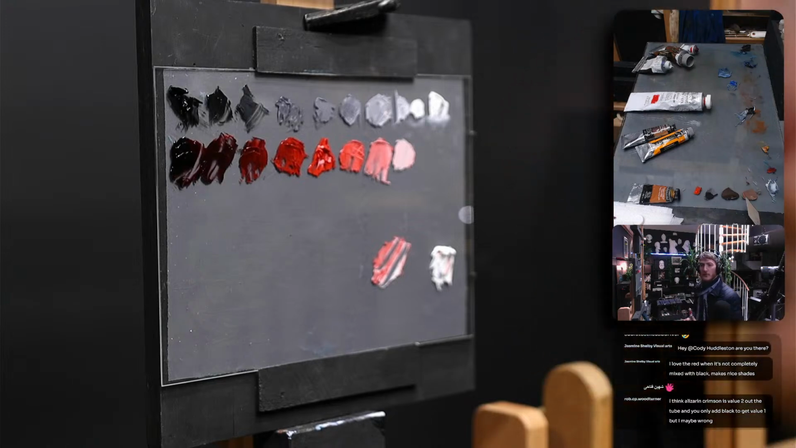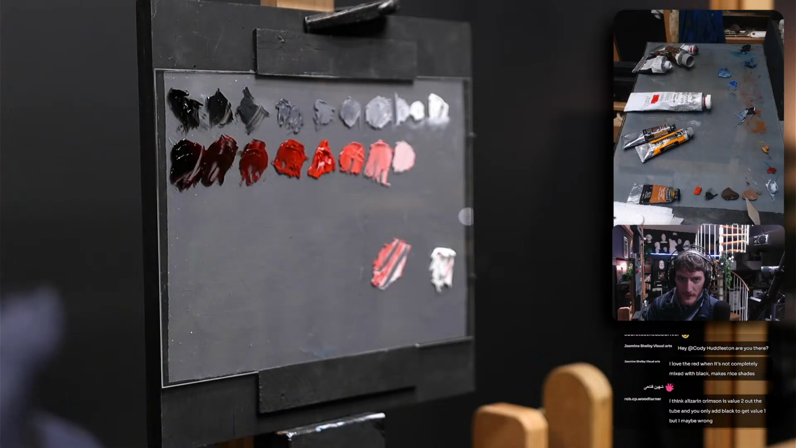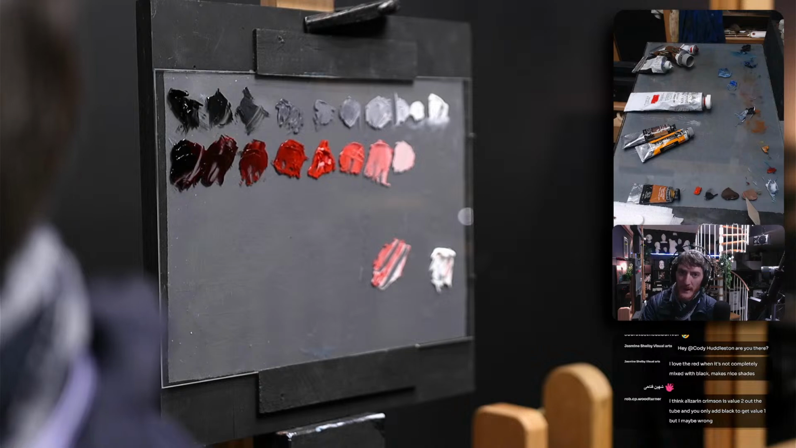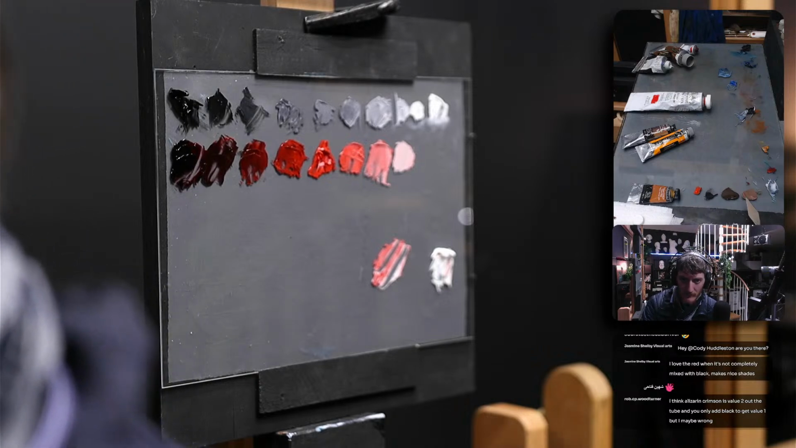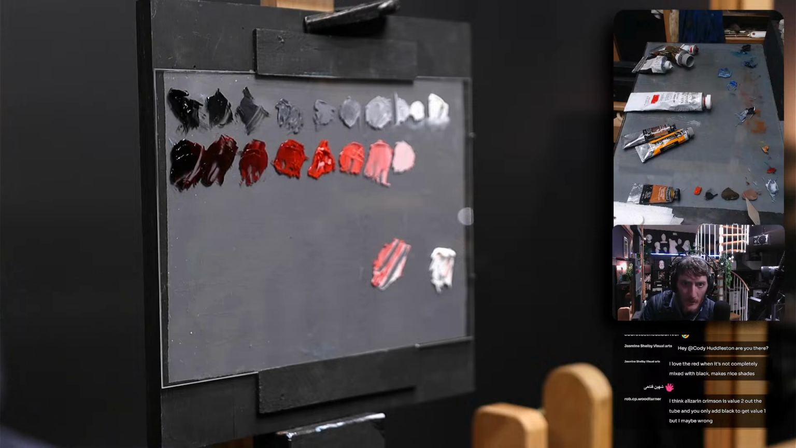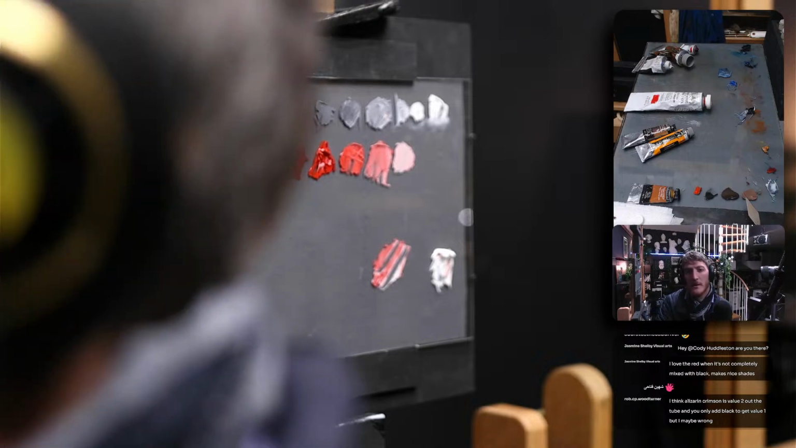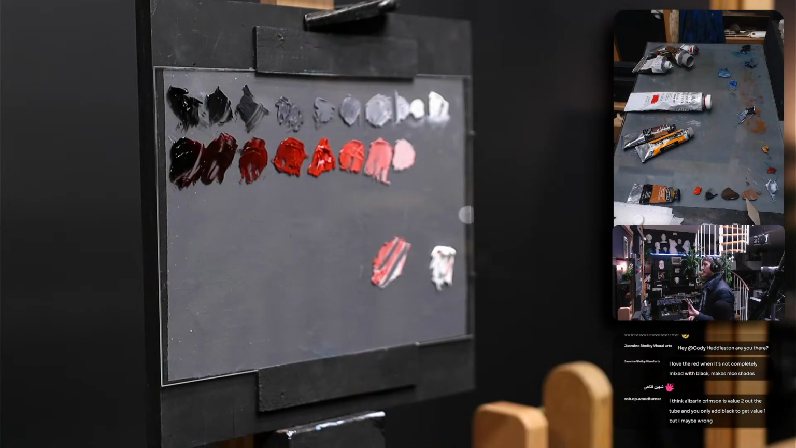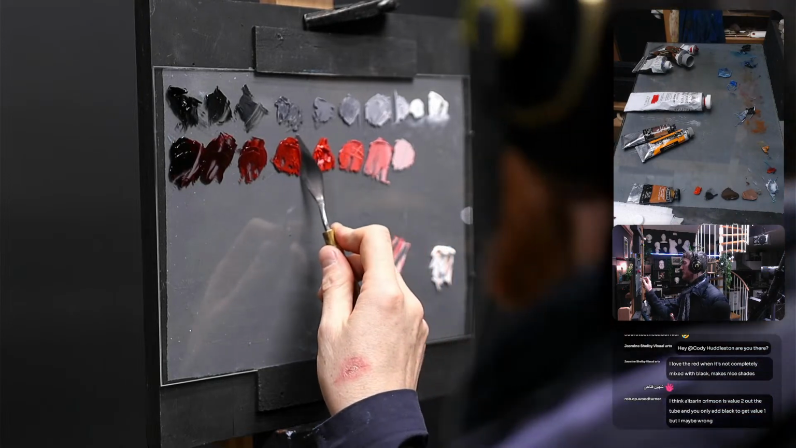I think alizarin crimson is value 2 out of the tube, and you only add black to get value 1. Okay, let's see the notes. Okay, so I did some extra steps by pushing the black in it. Yeah, actually, the alizarin out of the tube. Oh yeah, you don't add the black, okay. But it's super chromatic. Okay, so my bad. What I can do is just change these. So, the right theory is that, it's my bad actually.